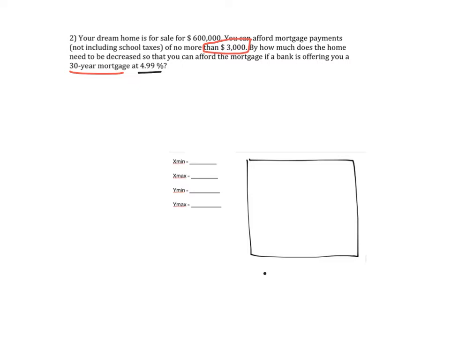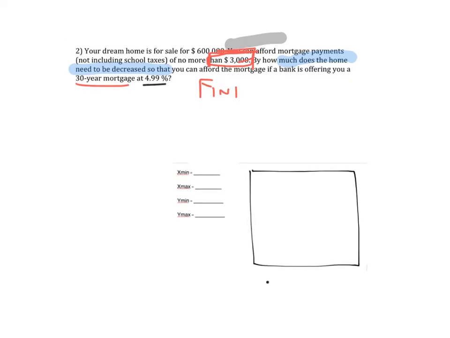So here the question that's being asked is, how much does the home need to be decreased? So they're basically telling you within this question that you can't afford a $600,000 house. You need to try to figure out the price of the house that you can afford with this $3,000 a month limitation, and then we'll try to figure out how much the house has to be lowered. So here what I'm going to do is I'm going to go about finding the M value, the amount of money I need to mortgage in the mortgage formula.